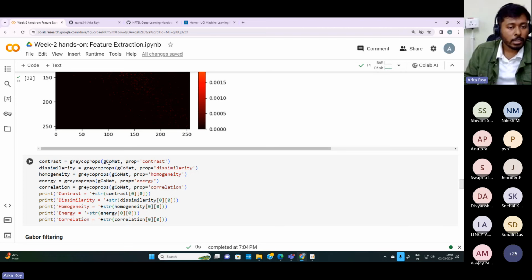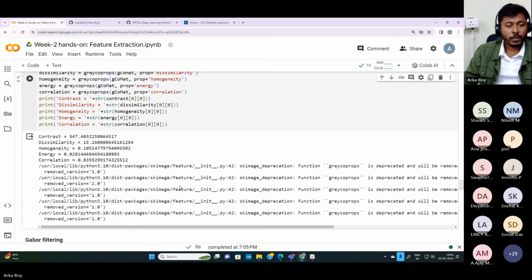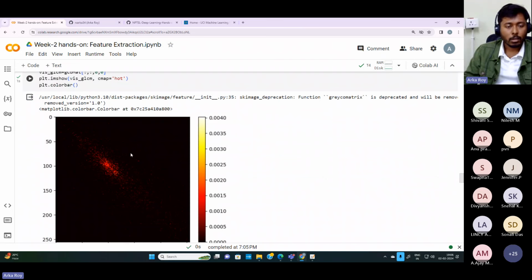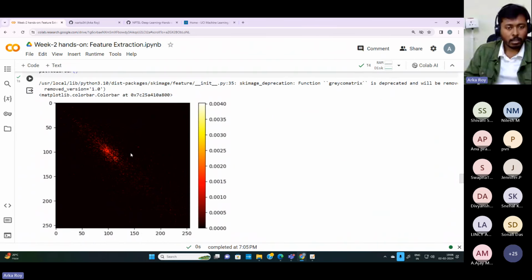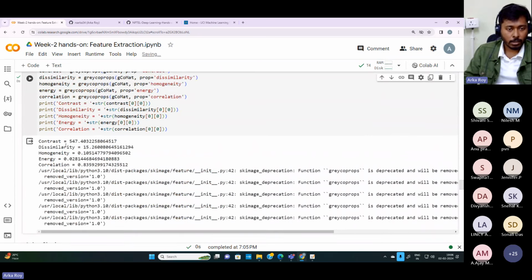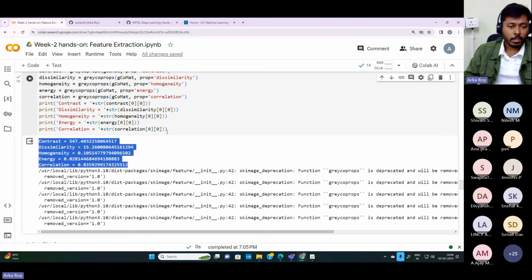We don't have to write the equations by ourselves because there is a package or a method for that. So we just call the method, and if we want the contrast value, then you can write properties equals contrast, properties equals dissimilarity, and so on. And then you can print the values. So from this 256 cross 256 GLCM matrix, we are extracting the second level GLCM features, that is contrast, dissimilarity, homogeneity, energy, and correlation. Okay, so these are the final features.